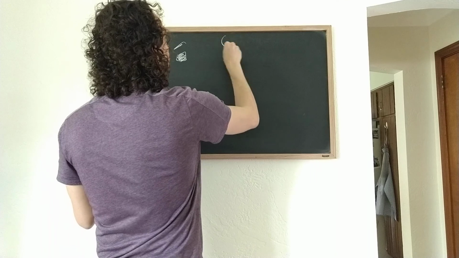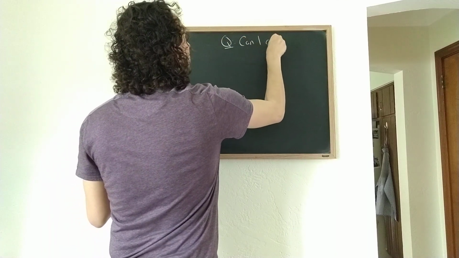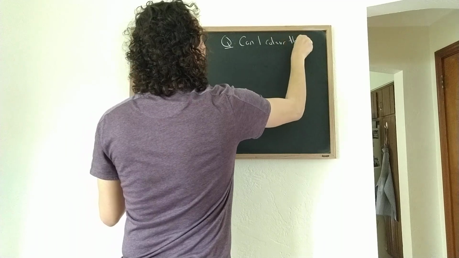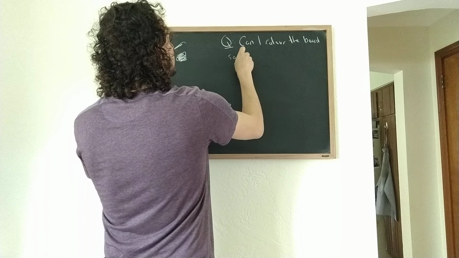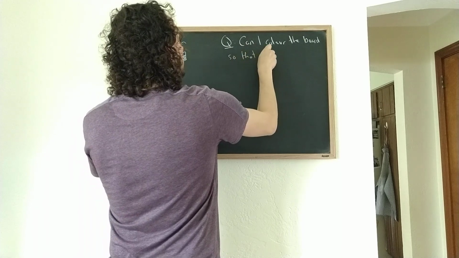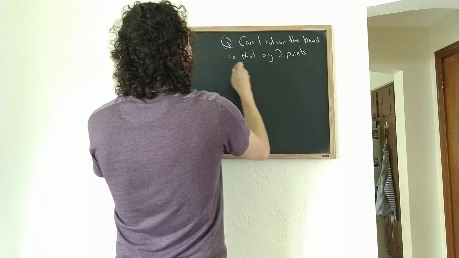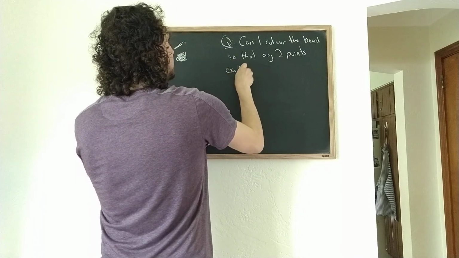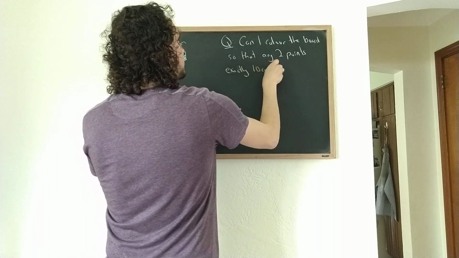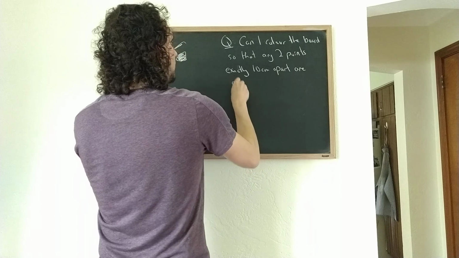So the question is, can I color the board so that any 2 points exactly 10 centimeters apart are opposite colors?